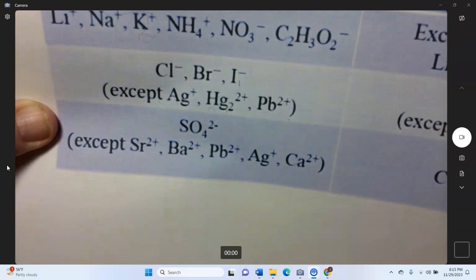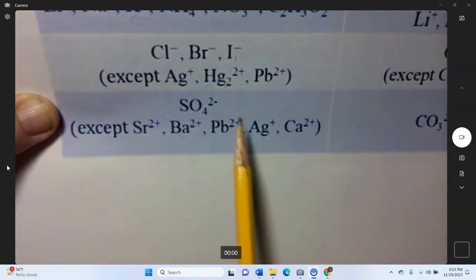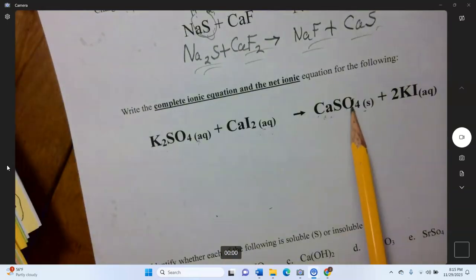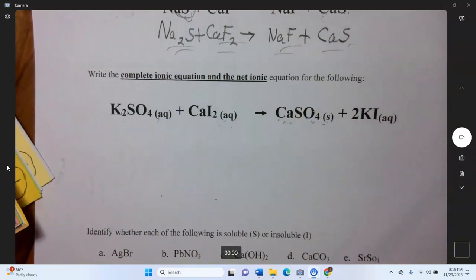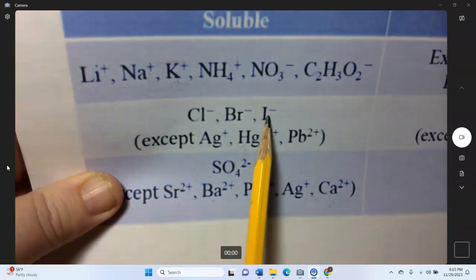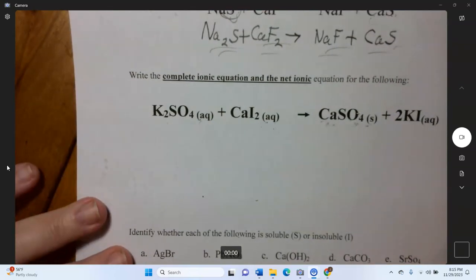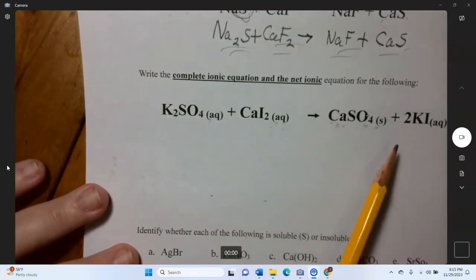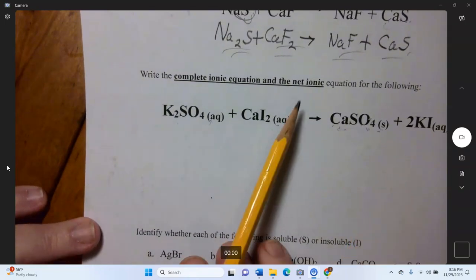CaSO4, we come down here. SO4 dissolves with anything except for these 5 ions, and calcium is one of those 5, so that's an exception. That means that calcium sulfate does not dissolve in water. So it's going to stay bonded together, and so that's a solid. Okay, and finally, KI. Well, again, K dissolves with anything, I dissolves with anything except these 3, so that's going to dissolve, so that's aqueous. So now you have to break these up, and when you write each of these, you have to write the state of matter, and you have to write the charge on it. Okay, so here we go.